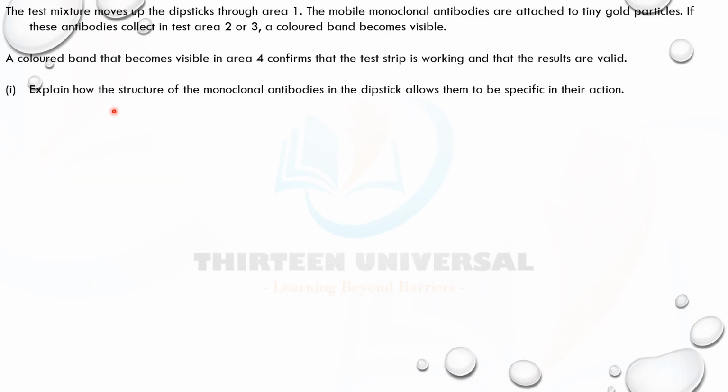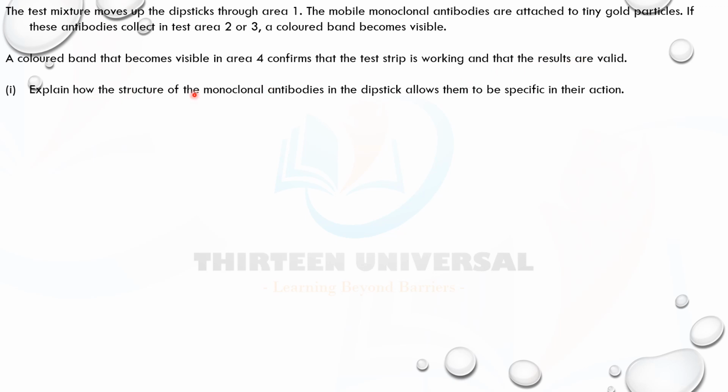The test mixture moves up the dipstick, like I showed you, through area 1. When it gets to area 1, the mobile monoclonal antibodies are attached to tiny gold particles. If these antibodies collect in test area 2 or 3, a colored band becomes visible, meaning the strains O1 or O139 are present. A colored band that becomes visible in area 4 confirms that the test strip is working and that the results are valid.